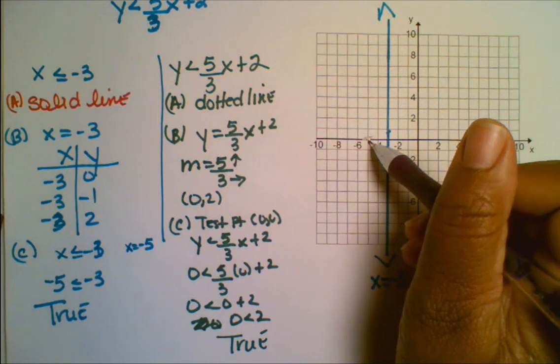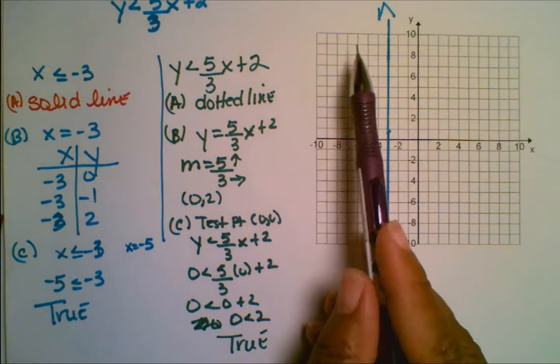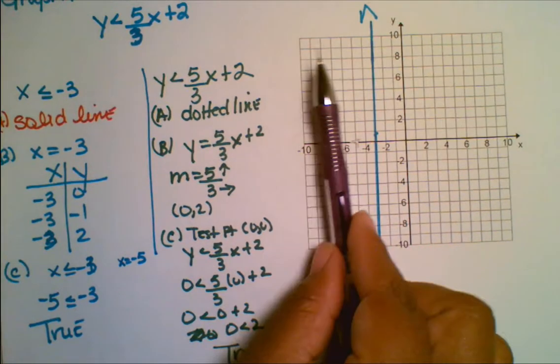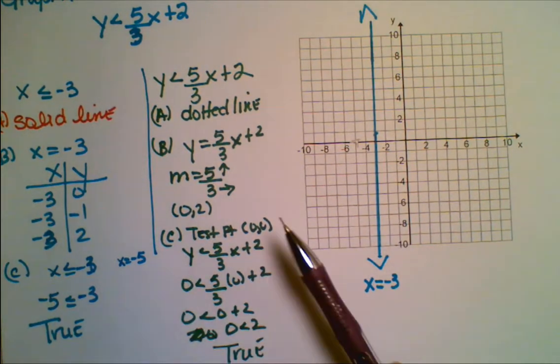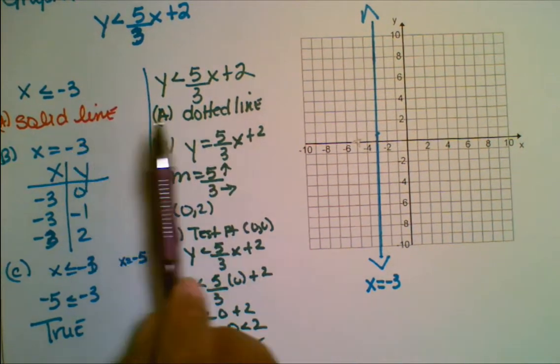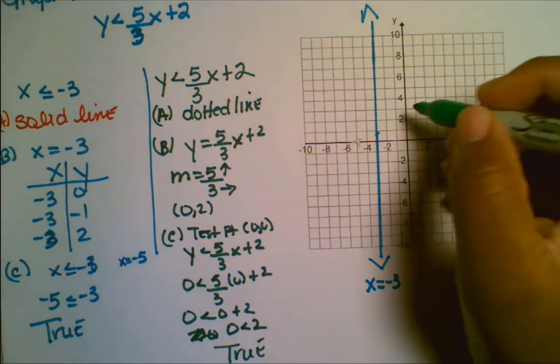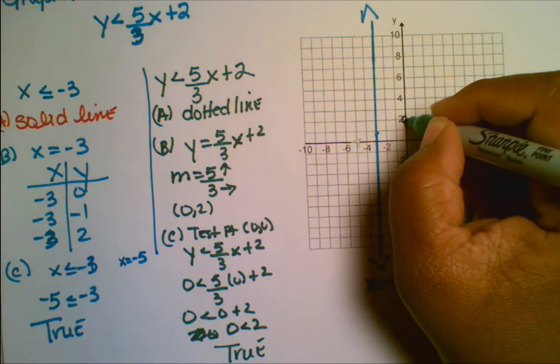That means if it's true at -5, then everything to the left of this line is all true. So hold off on that because our goal is to find out where both of these are going to intersect. Now let's look at the second equation. We're going to start at 0, 2.